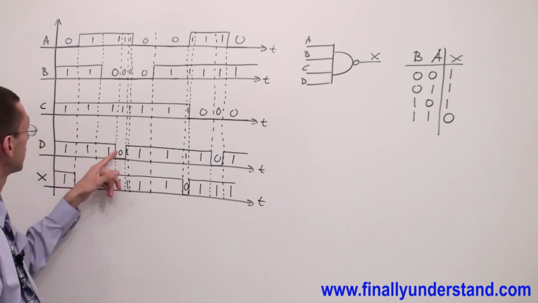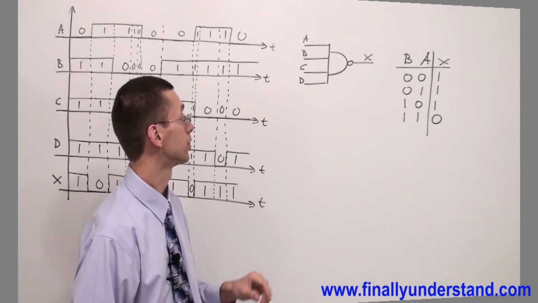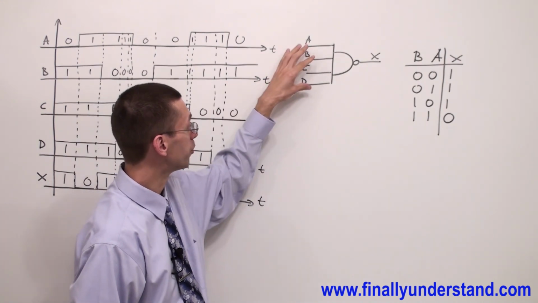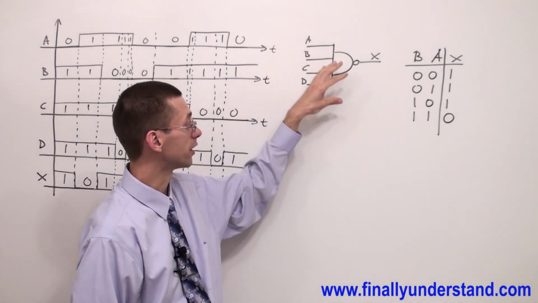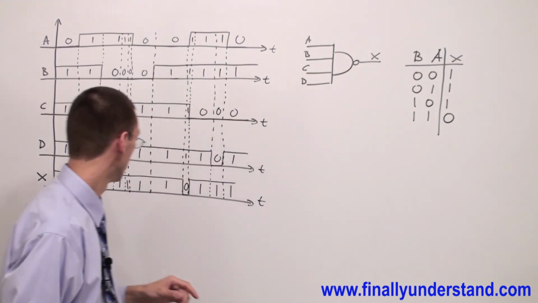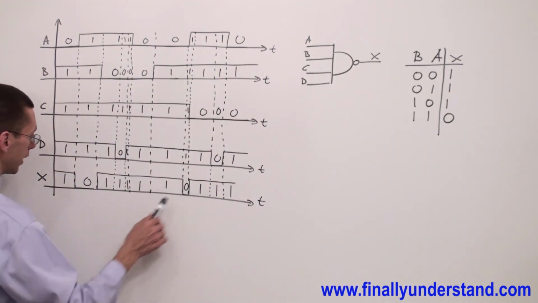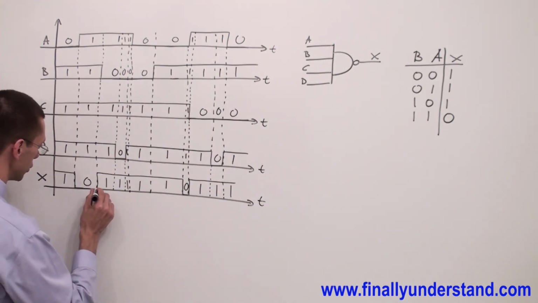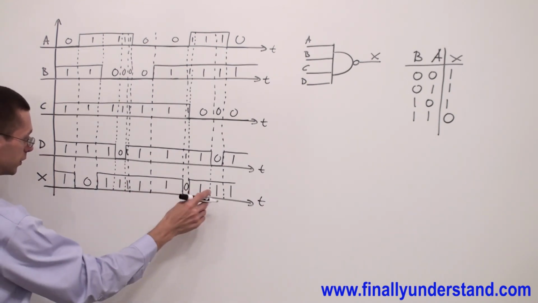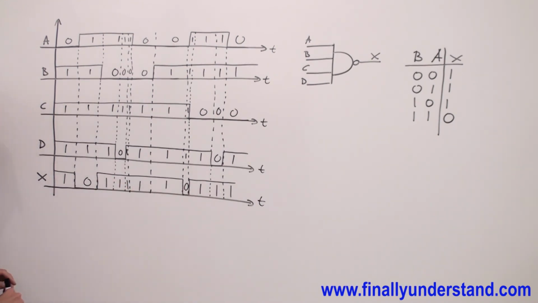And because I got zeros, remember, at least one 0 at any input of the NAND gate will give me high at the output. That's why I get so many highs. And I can say that this is the output waveform, and this is the solution to my problem.